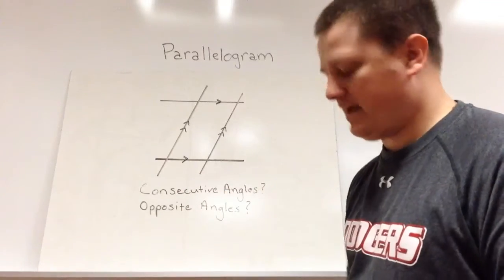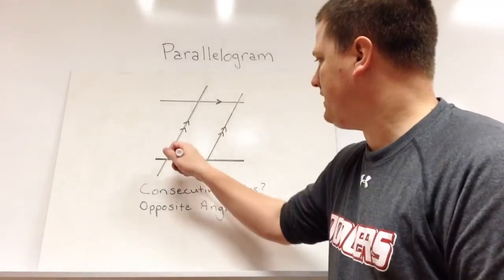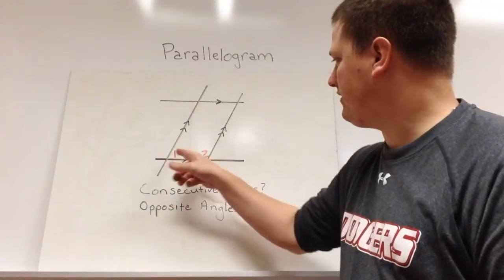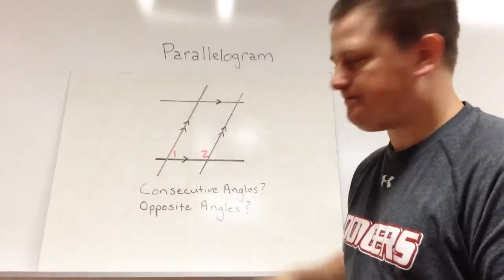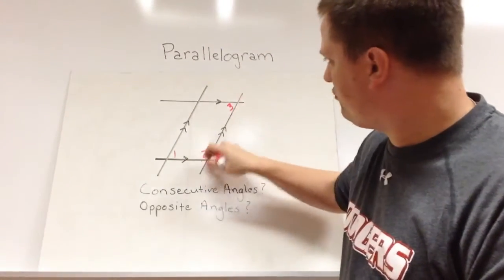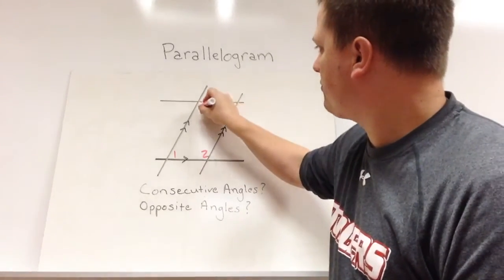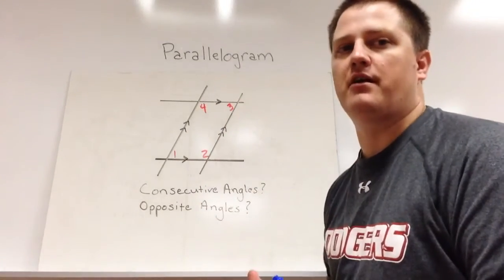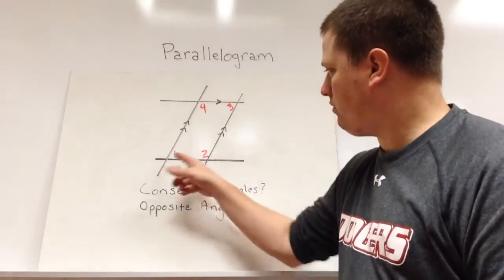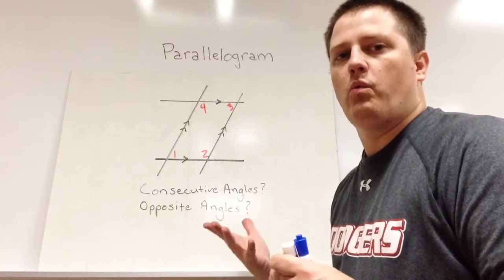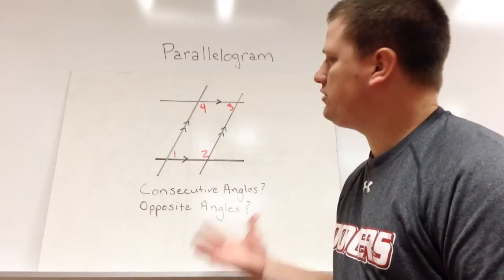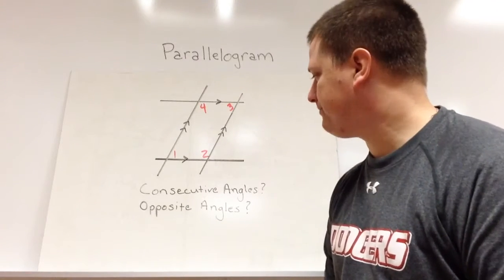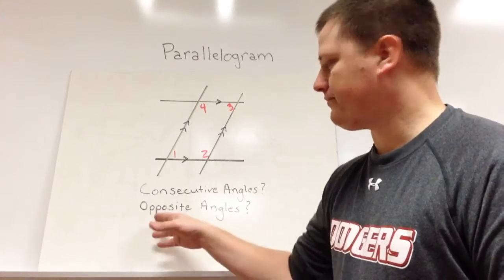First, consecutive angles. So consecutive angles would be angles 1 and 2 right there. These are consecutive. They are right next to each other. 2 and 3 would be consecutive. 3 and 4 would be consecutive. 4 and 1. So they're two angles that are on the same line. So 1 and 2 would be consecutive. How do you think these two angles look? They kind of interact with each other. How do they compare?